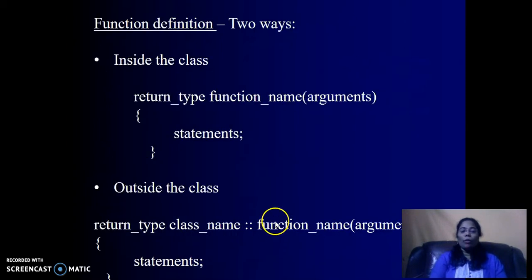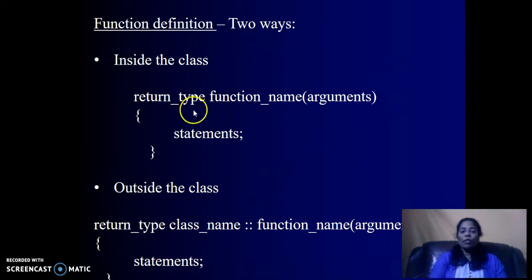Now let us see how to define the function. There are two ways of defining a function. The first one is inside the class and another one is outside the class. Inside the class means I just give the return type, function name and the arguments, and finally I open the curly braces, and within the curly braces I give the statements. Outside the class means I give the return type, class name, scope resolution, function name and the arguments, and again the statements should be given within the curly braces.